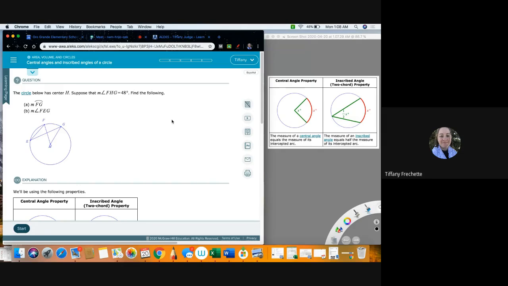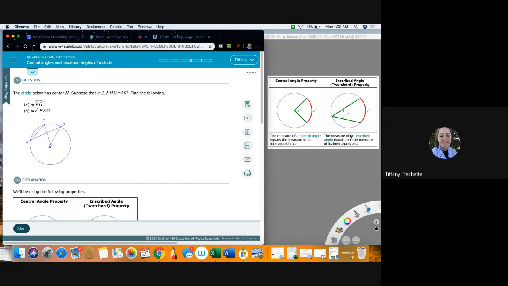Central angles and inscribed angles of a circle. All right, so they're going to give us a circle, and then we need to know what is a central angle and what is an inscribed angle. So a central angle means that it's coming from the center of the circle. So hopefully that's pretty obviously named. Inscribed angle means that it's inside the circle, but it's actually touching the side.